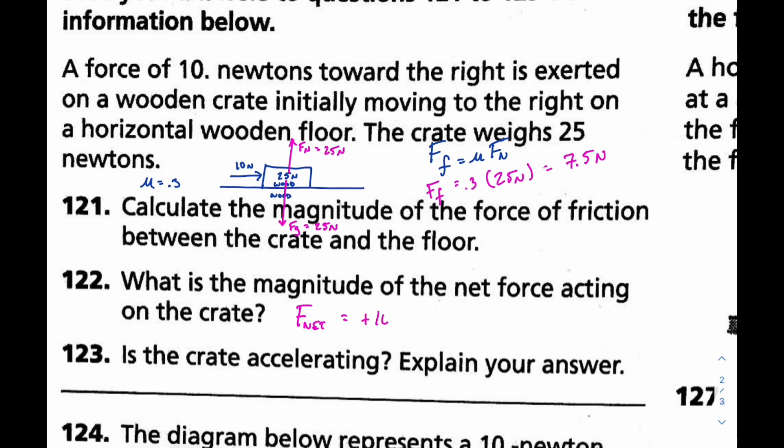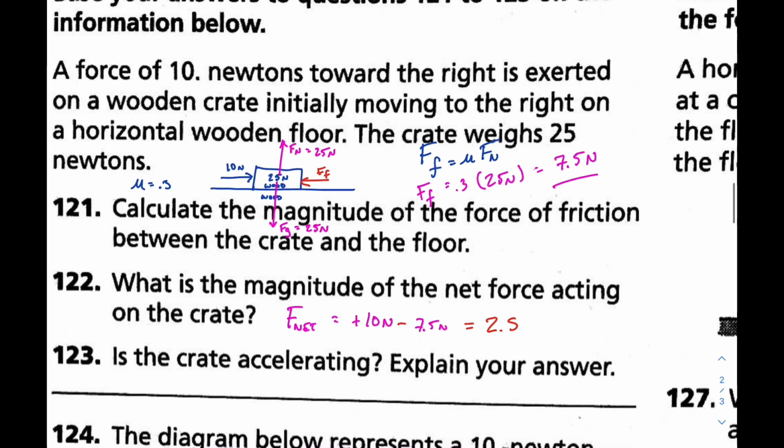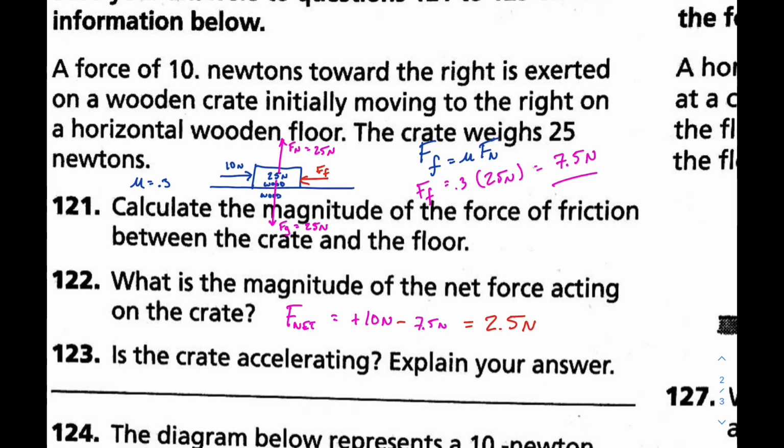We have a positive 10 newtons. And now we have this 7.5 newtons, which is going to be acting in opposition, right? It's going to be pointing back this way. This is going to be our force of friction. It's always an oppositional force, so it needs a negative sign in front of it. So we put those two things together, and we get an answer of 2.5 newtons.